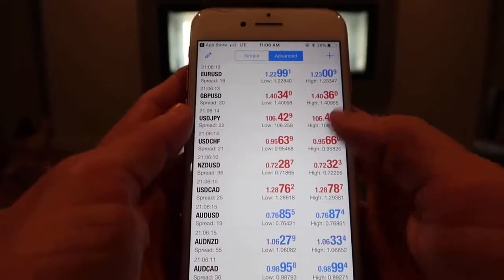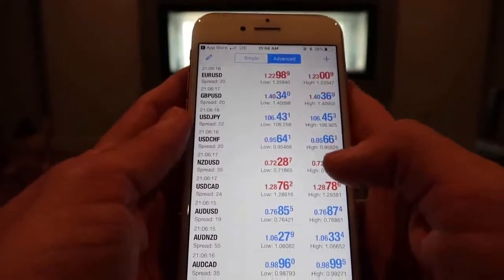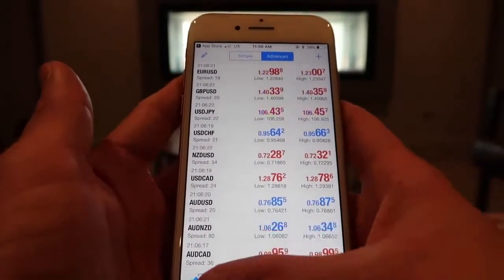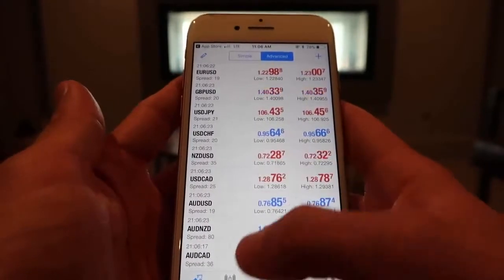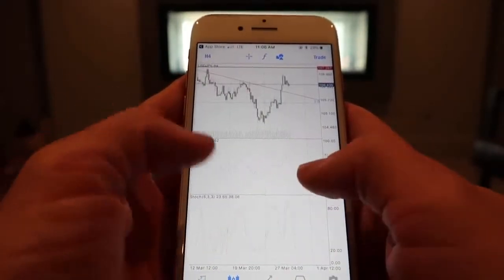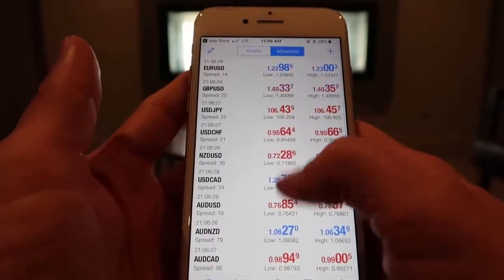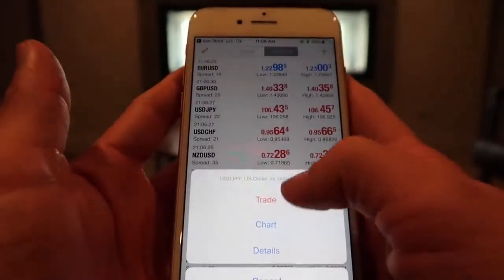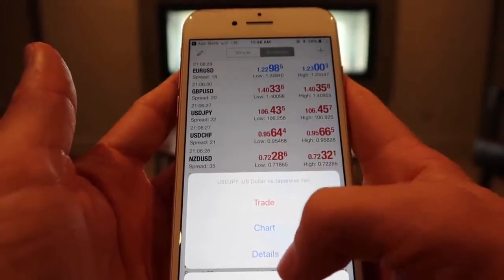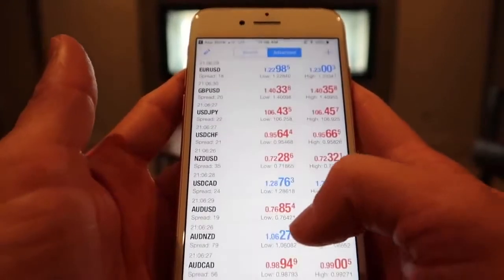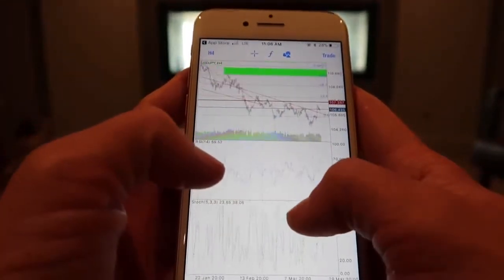Most currency pairs are all going to be on here. So how do you actually start trading? Well, we have a couple of different pages on here. We have the quotes like I mentioned a second ago. And we have our chart page where we can look at any chart that we would like. So let's say we're going to go look at USDJPY. You can go right here and either click trade, chart, or details. So let's say we want to look at the chart before. You can look at the chart.